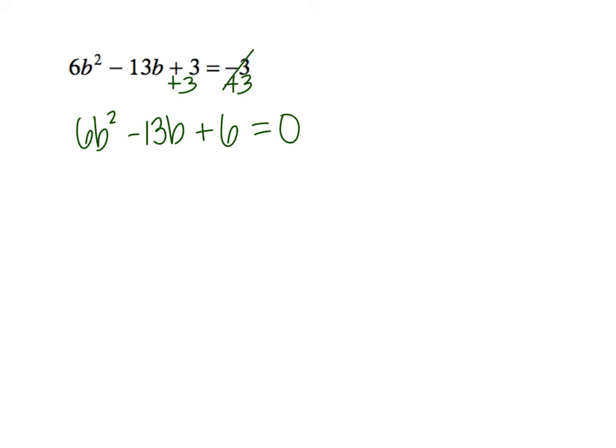Okay, so factors of 6b squared, we have 6b and b, we have 2b and 3b. Factors of 6, we have 1 and 6, and 2 and 3. A lot of times we said we want to start with our medium numbers, so let's try using 2 and 3, working here on the side. I say 2b, 3b, and then let's just try.